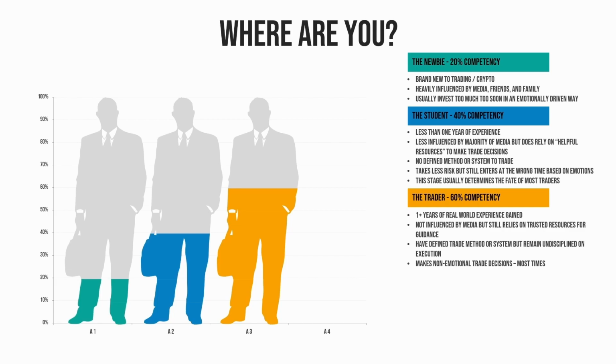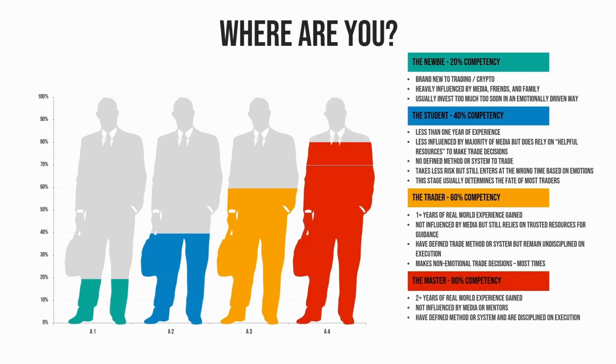Okay, so these are the folks that got to that level of digging to find the proper ways to invest in the market and make some good trades. They do have a defined system or trade method that they use, but they're still a bit undisciplined in regards to execution, right? And making things happen. And they do make non-emotional trade decisions most times. So they've learned how to eliminate the emotions. They've learned how to get over the anxieties and things like that. And that's what makes them a good trader. That's what starts to separate them from the student and the newbie.